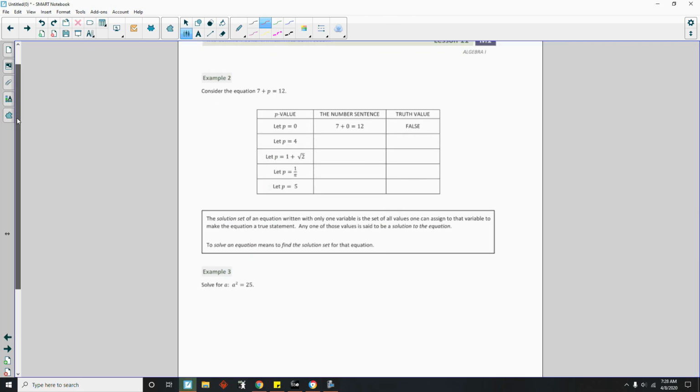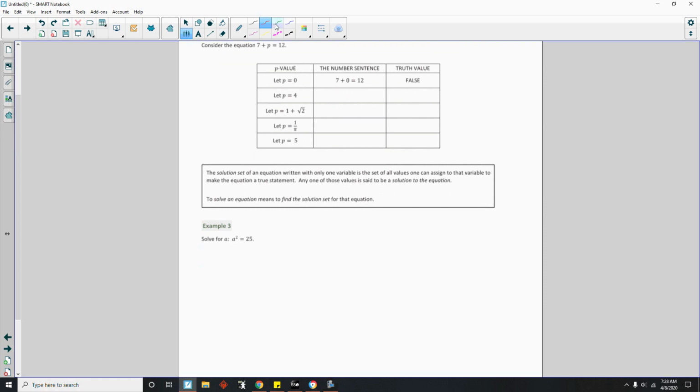Okay, page 2 brings us to example 2, and it says to consider the equation 7 plus p equals 12. Okay, so let me highlight that. Here's our equation. Alright, so with that, we're going to just choose random values. So if I substitute in 0 for p, 7 plus 0 equals 12. No, 7 does not equal 12. So they wrote false over here. Let p equal 4. 7 plus 4 equals 12. 11 equals 12. That is false.